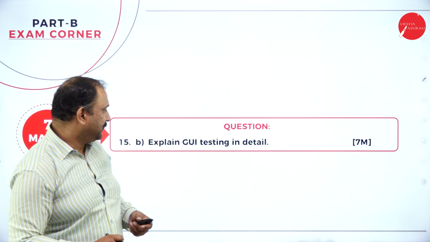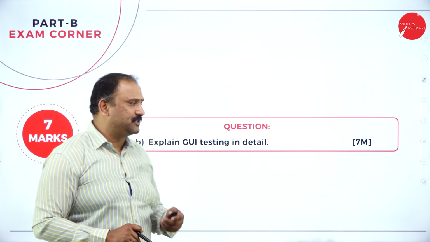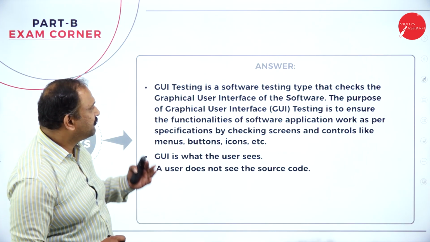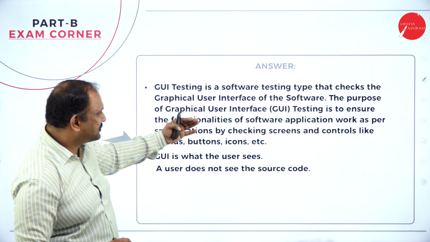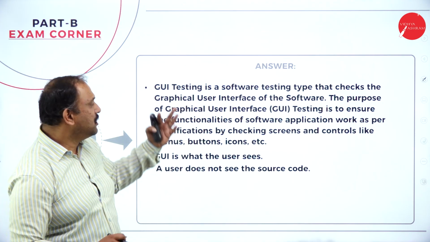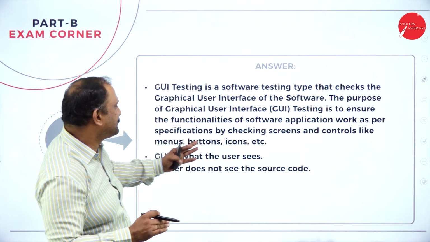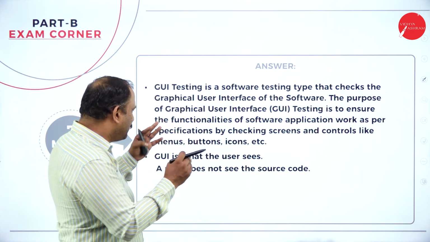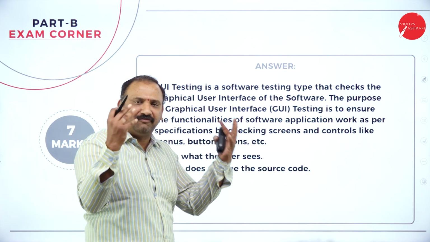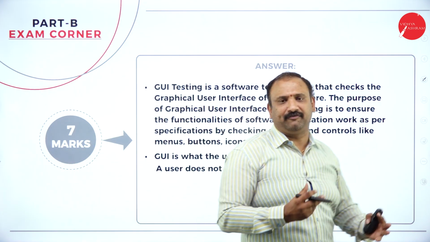Now, followed by the GUI, that's a graphical user interface. What's a graphical user interface? It's a software testing type that checks the graphical user interface. The purpose is to ensure the functionality of the software is as per the specification. For example, the menus, the buttons, the look and feel of the software altogether.